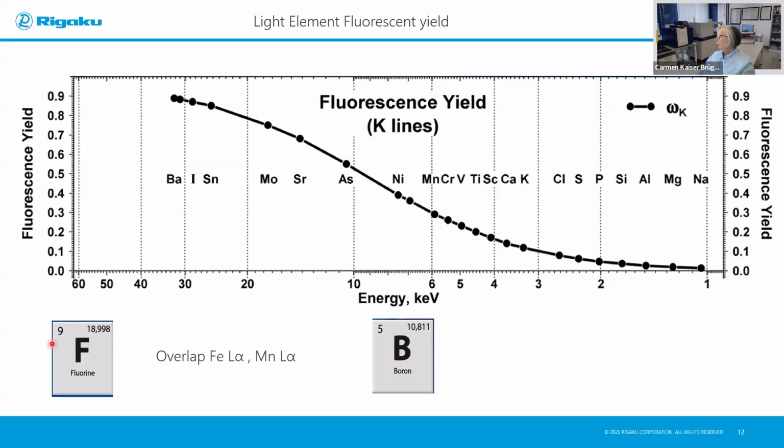Another problem that we have with fluorine is if your sample contains a lot of iron or manganese, we could have a possible overlap. So I will also show these matrix corrections that are possible to eliminate this overlap problem or absorption or enhancement problems.